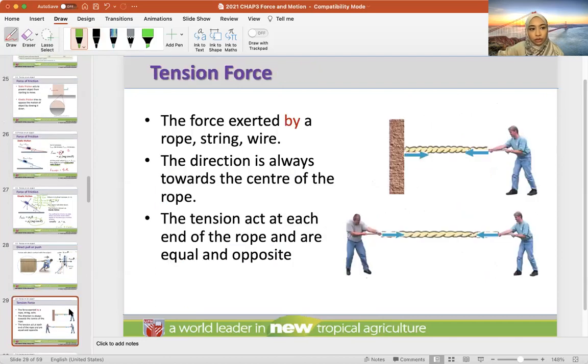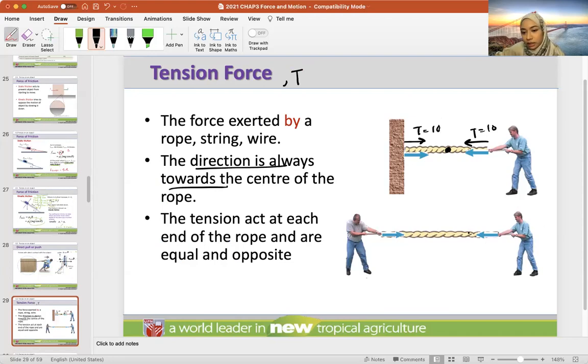And then we go on to our next force, which is tension, called capital T. The force exerted by a rope, string or wire. So anything long. Here it uses a rope. The direction is always towards the center of the rope. The center is here. Tension goes this way, tension goes this way. It looks like there are two, but it's actually the same force. So if the tension here is 10, here it's also 10. They are the same force and they are acting towards the center.